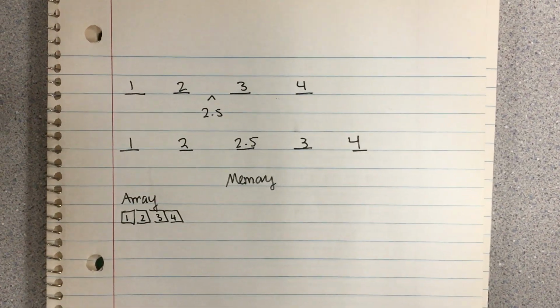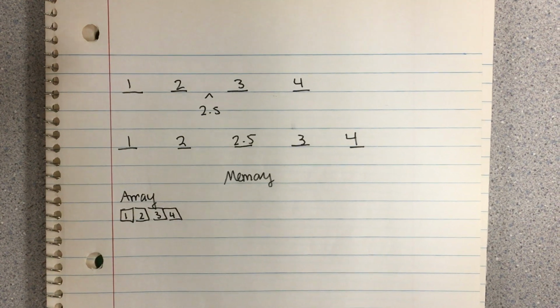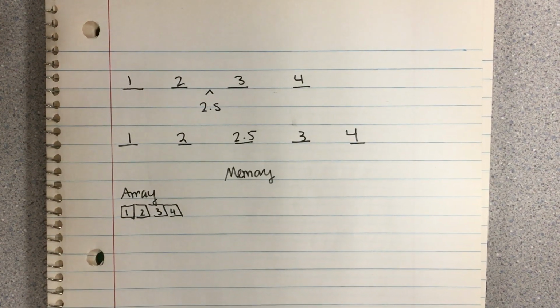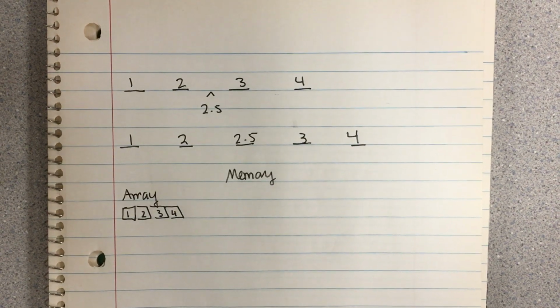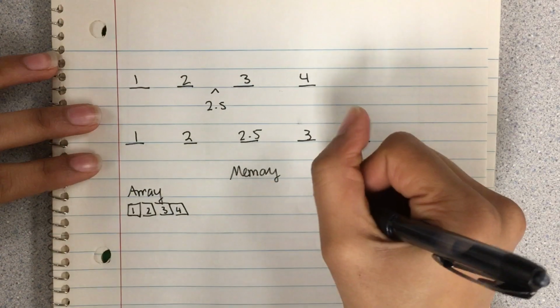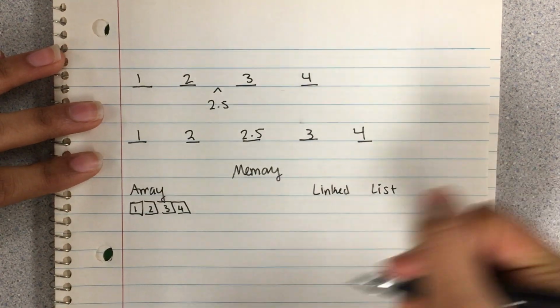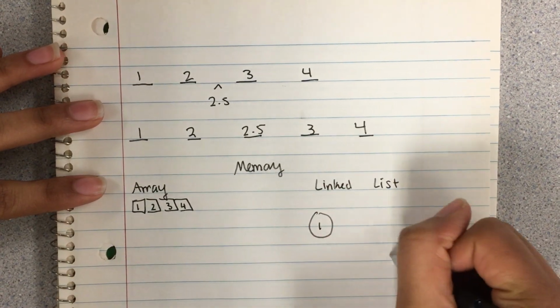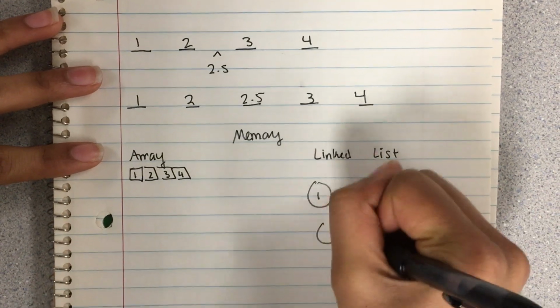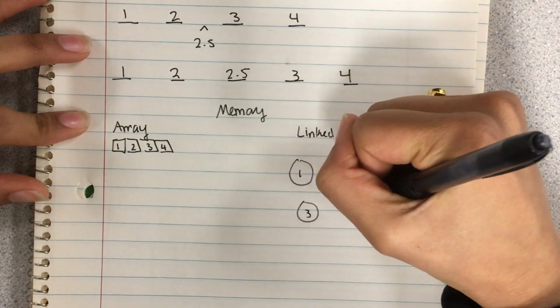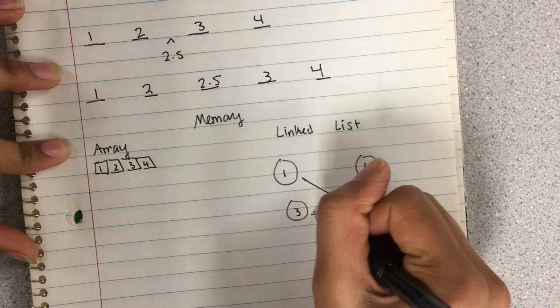For example, in a linked list, elements are still in an order, but they are not stored sequentially in memory. Instead of the next element being stored in the next slot in memory, the elements contain a pointer to the location of the next element. So for a linked list, we would still have all of our elements, but order would be maintained through pointers.